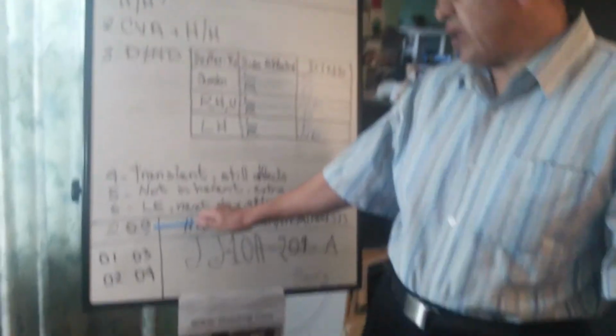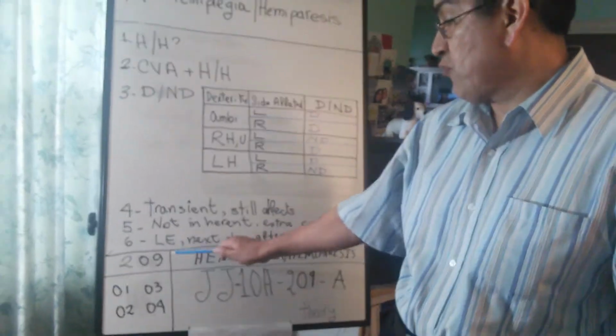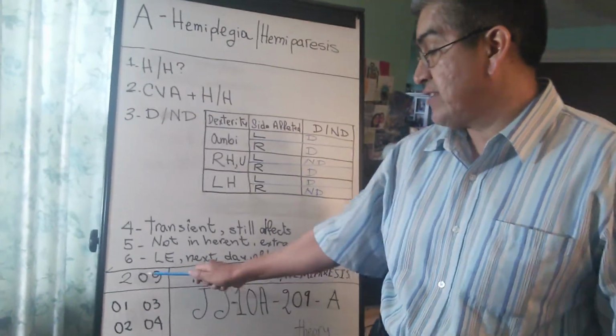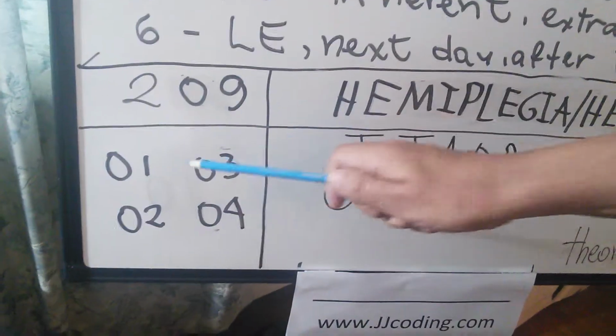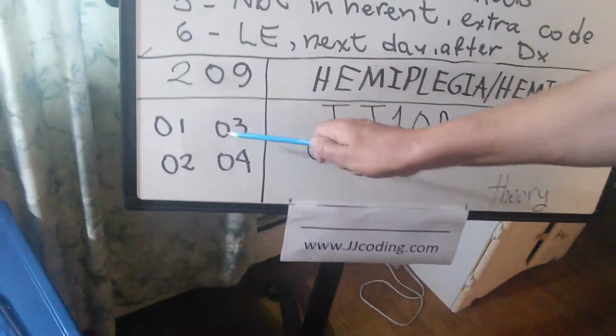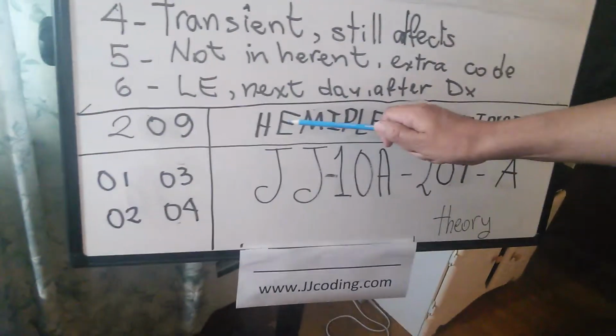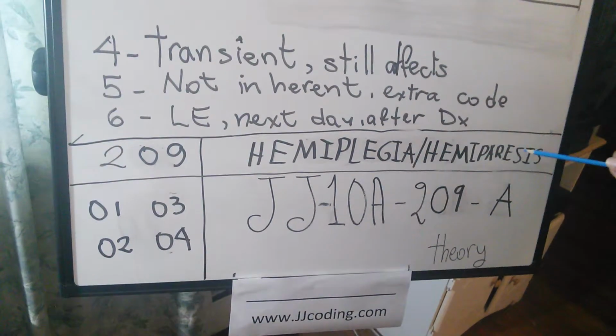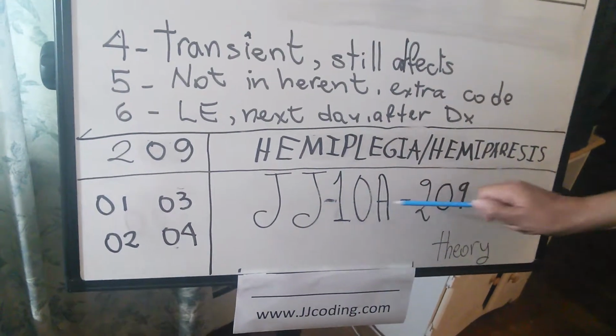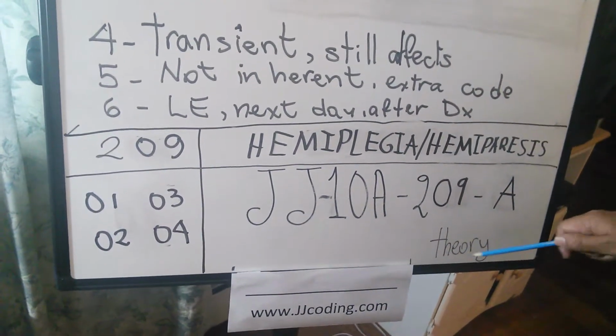Okay, that's enough. Now, as usual, we have a little summary of what we're going to do in the next 4 exercises. The page where the exercises are is 209. There are 4 exercises there, and the title of the exercise is hemiplegia, hemiparesis, and this is the YouTube code where you're going to find this theory, okay?